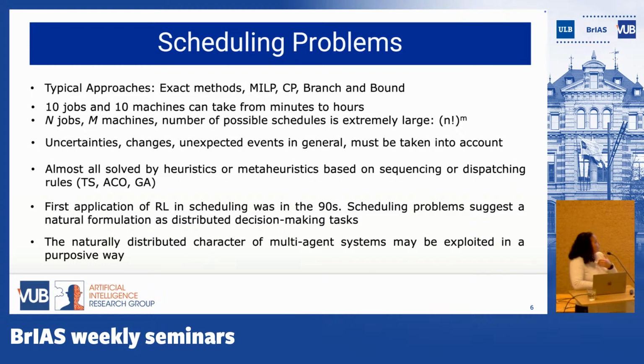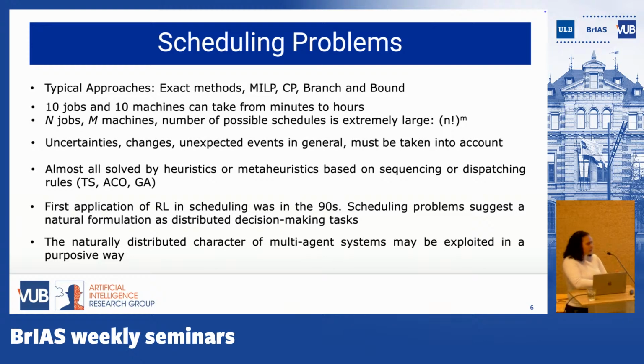And then we also need to take into account uncertainties, changes in general, unexpected events that can occur, not only machine breakdowns, but specific delays and so on. All this information has to be taken into account at the same time as solving the problem. And this kind of uncertainty is sometimes a bit more difficult to model in these kinds of methods. That's why, when we search the literature, almost all scheduling problems are solved by using heuristics or metaheuristics based on sequencing or dispatching rules. For example, there have been results using tabu search, ant colony optimization, genetic algorithms, and so on. And the first application of reinforcement learning in scheduling, we can say, was around the 90s.